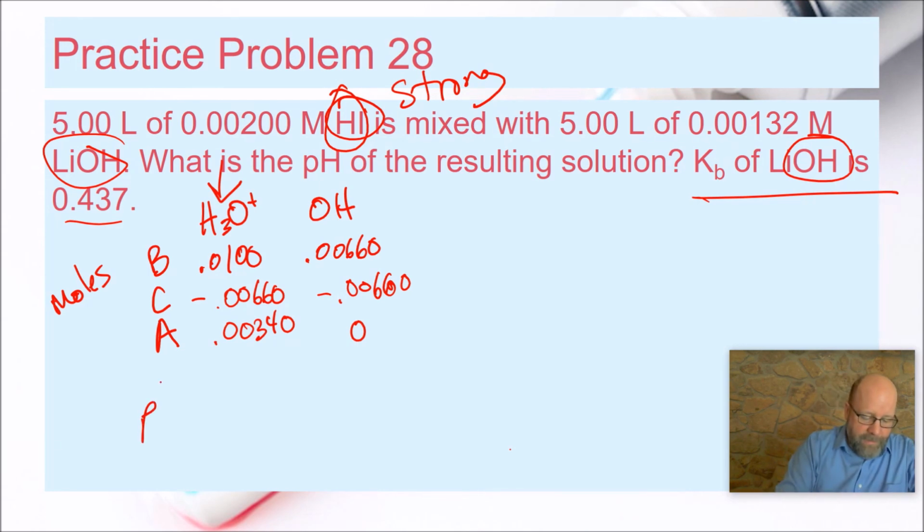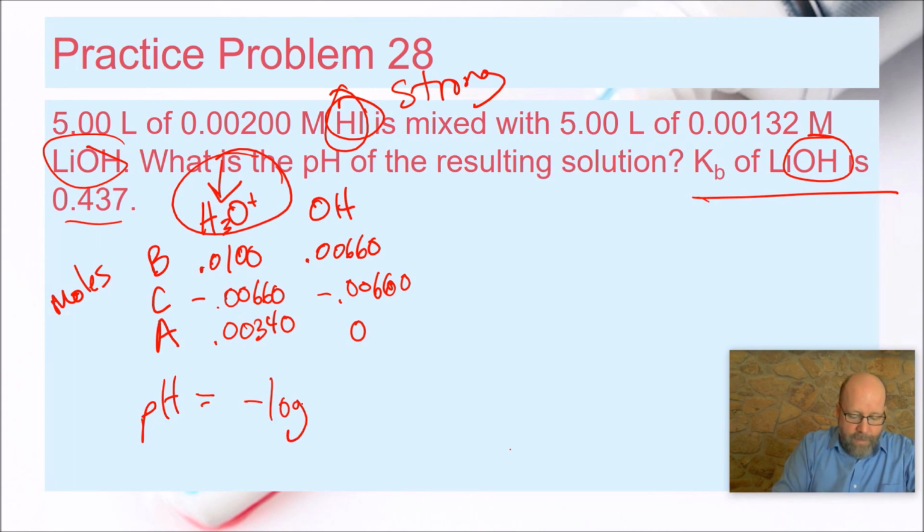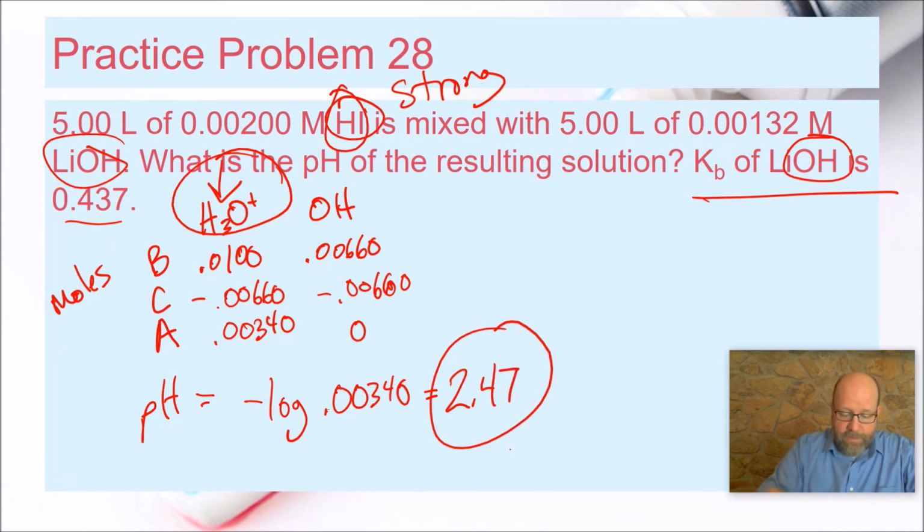And so to find the pH, easy. This is an acid, so the pH is just the negative log of the concentration of the hydronium ion, and so that's 0.00340, and that equals about 2.47. That's my pH. So pretty easy for number 28 there.